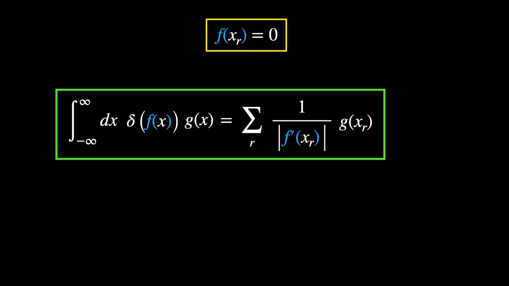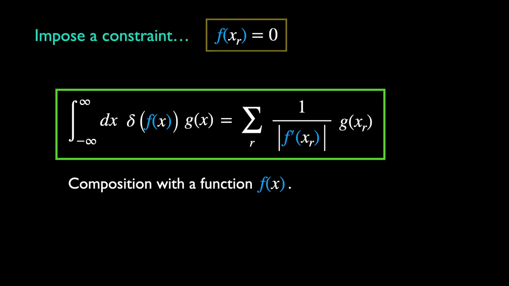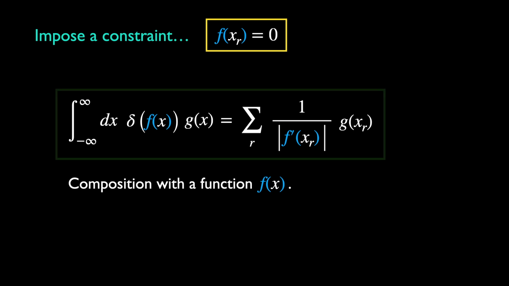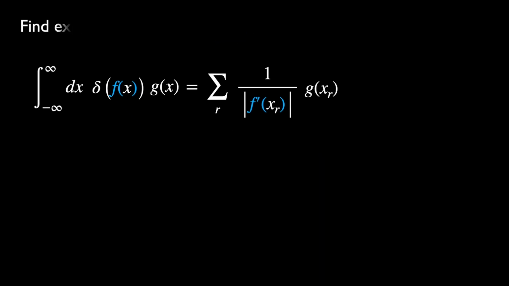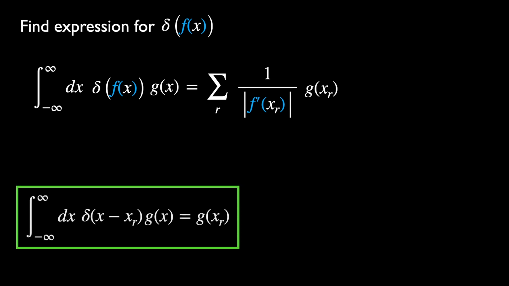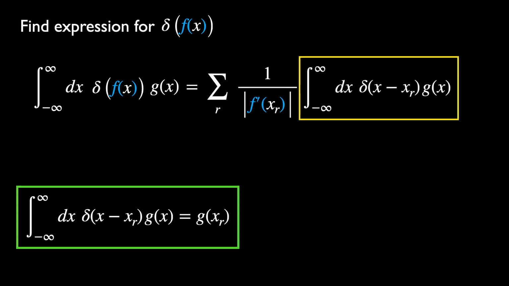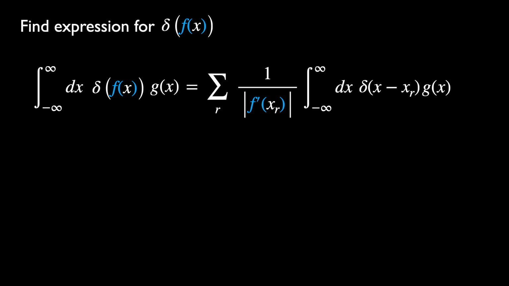This equation allows us to evaluate any integral which involves the composition of an arbitrary function f with the delta function, often to impose constraints like the one in the yellow box. We can use this equation to find an explicit expression for delta of f of x by using the basic property of the delta function in the green box, applying the green box to the yellow box, and bringing out the integral.